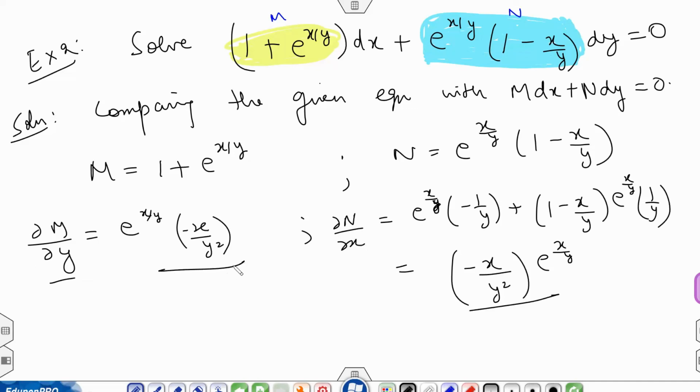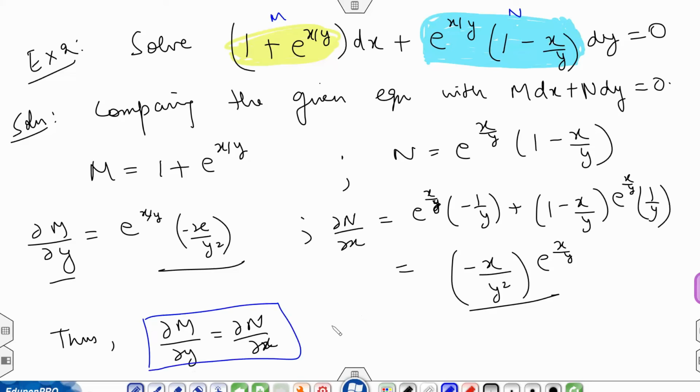So you can see that both are equal, thus I can write del m by del y is equal to del n by del x. So therefore what will be the conclusion? This implies that the given differential equation is exact. Now you know how to solve the exact differential equation. So therefore its solution is, what will be the solution?